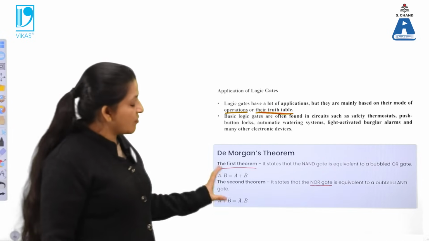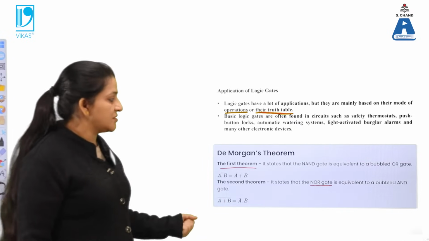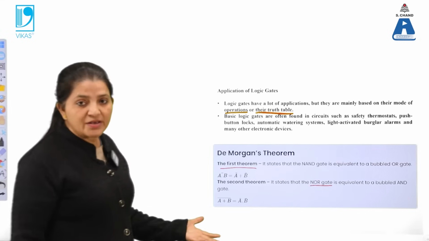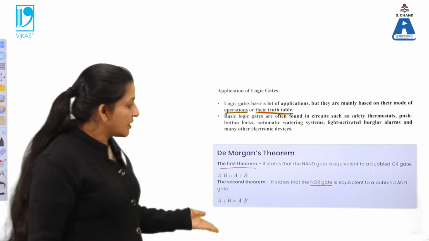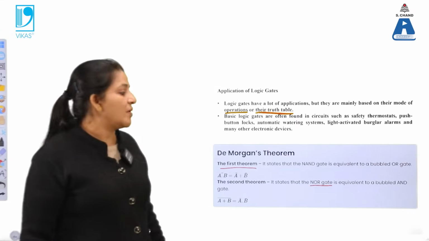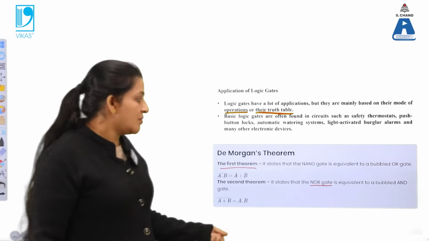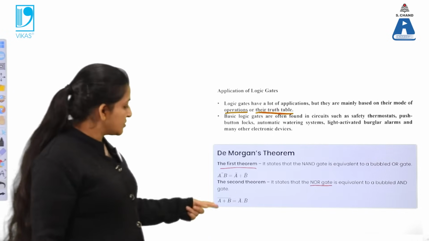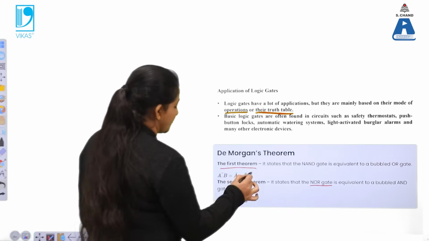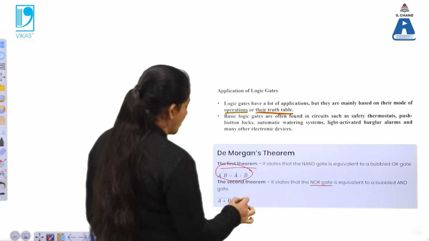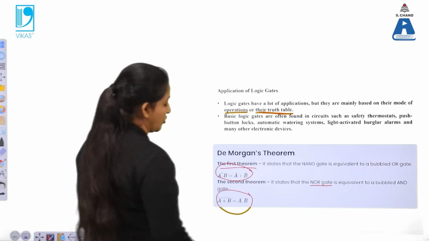So in some logical or digital devices, when we want to replace the NAND gate, the NAND gate can be replaced by the bubbled OR gate, while the NOR gate can be replaced by the bubbled AND gate. So these are the Boolean expressions for both of them. These are the important logical operations.